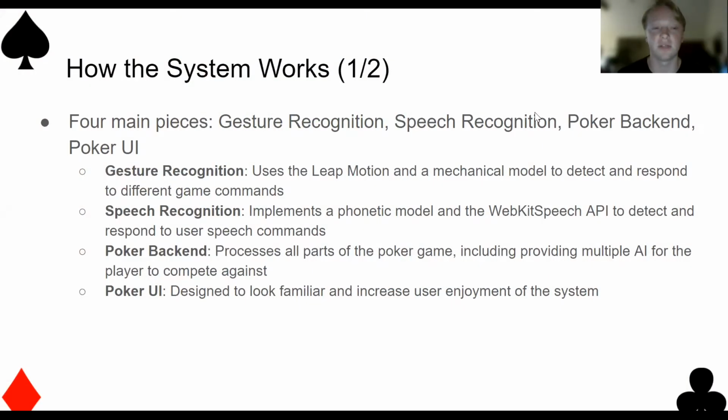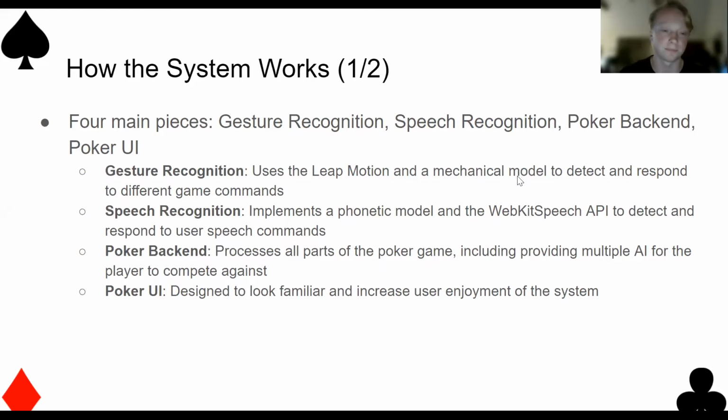Now that we've seen that impressive demo, we're moving on to how the system works. There are four main pieces: gesture recognition, speech recognition, the poker backend, and the poker UI. Gesture and speech each operate off their own mechanical models using the Leap Motion and the WebKit Speech API respectively. The poker backend handles all the game logic. And finally, the poker UI is designed to look familiar and increase user enjoyment of the system.